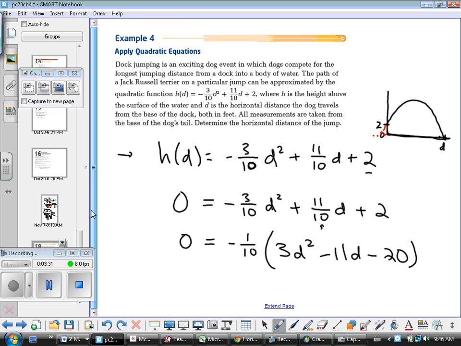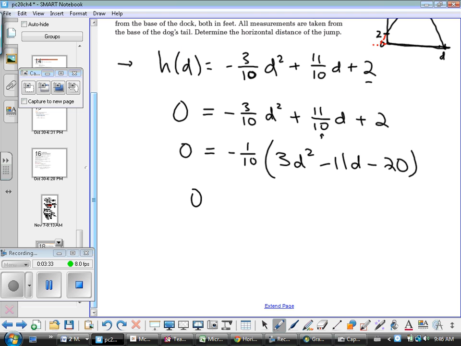Okay, and then I'm just going to factor. I'm not sure what's going to be the easiest way to factor this. Now I could do it by trial and error. There's not that many factors of 20. There's 1 and 20, 2 and 10, 4 and 5. Okay, so I might try to do it that way.